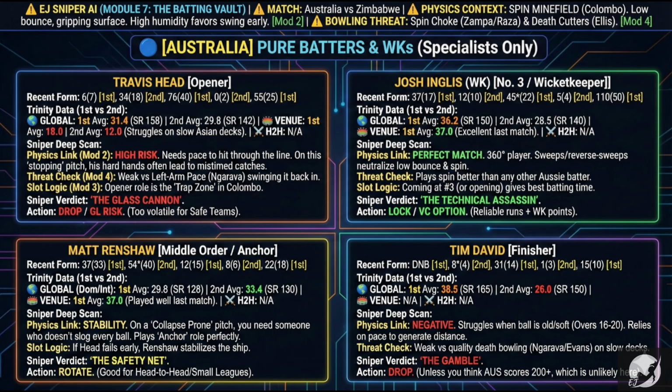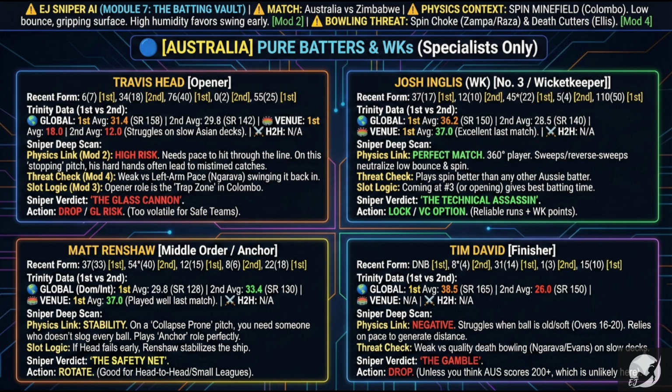Target 3, Matt Renshaw. He is the safety net. If the top order collapses, Renshaw anchors the ship. He is boring, but he brings guaranteed points. And finally, Tim David. The verdict is the gamble. He comes in when the ball is old and soft. Generating power on this dead track is nearly impossible. Unless Australia bats first, drop him.